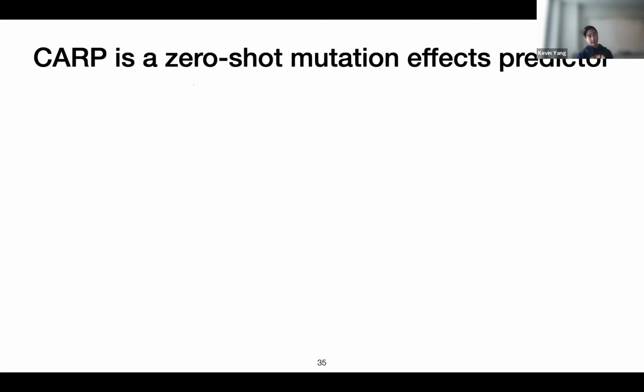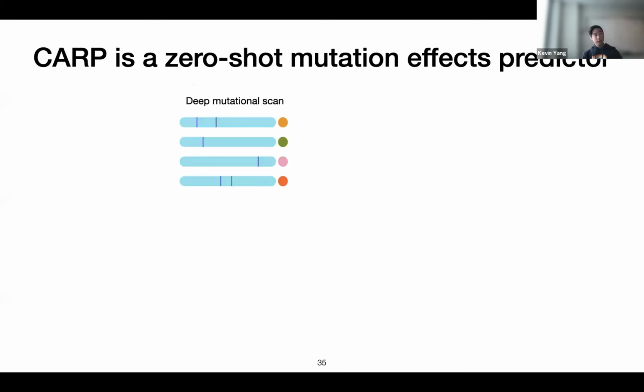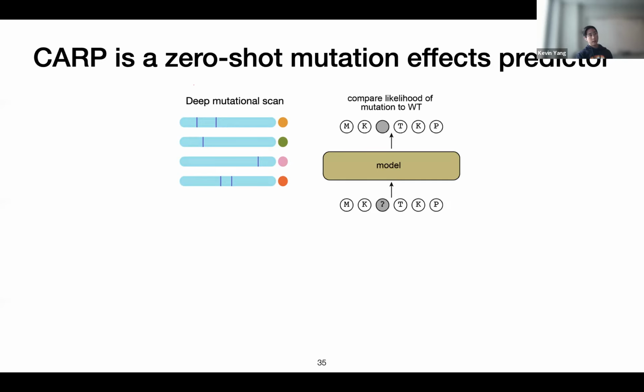CARP is also a zero-shot mutation effects predictor. So a quick reminder what this means. People do what are called deep mutational scans, where you make a few changes to your protein sequence and measure the effect on its fitness. And without retraining the model, we mask every location where there's a mutation and then compare the likelihood of mutation to the wild type. And we're going to evaluate on DeepSequence, which is a set of 41 deep mutational scan data sets that were helpfully collated by John Ingraham and the Marks lab.